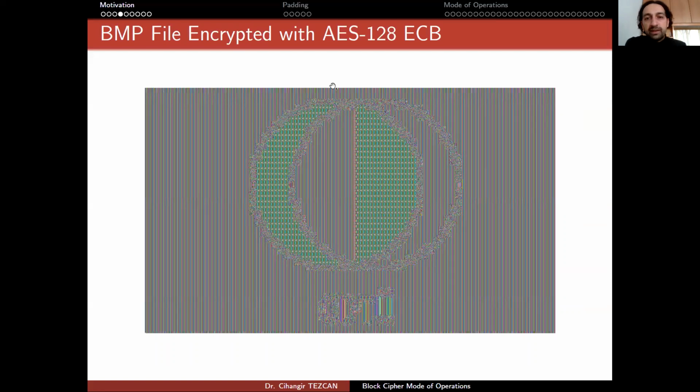It keeps repeating itself. So this is the main problem, and the redundancy in the file can be seen in the ciphertext. Of course, I have to warn you about one thing. When you encrypt a file, you are actually encrypting the whole file. So at the beginning of the BMP file, we have the information that it is a BMP file. Actually, we are keeping the dimensions of the BMP file at the beginning of the file and so on.